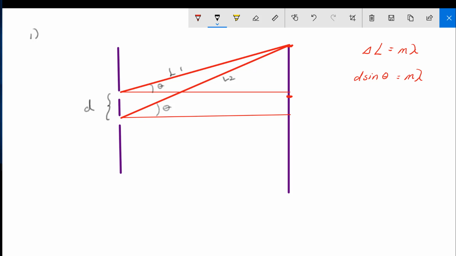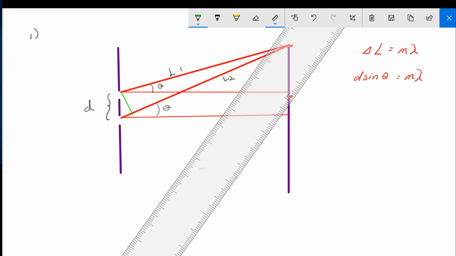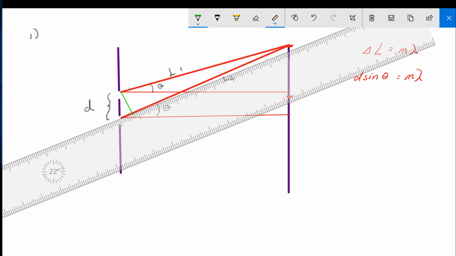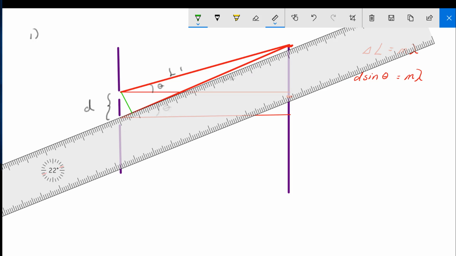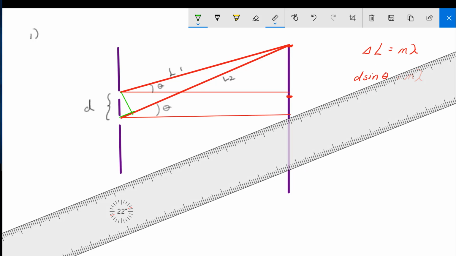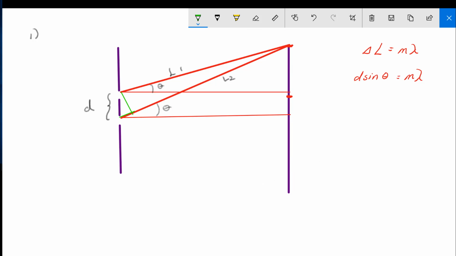The distance between the two slits is d. Now I'm making this very, very small triangle at the base. I'm drawing a line perpendicular from L1 down to L2. And then I'm drawing the line of L2, and that's actually the distance that L2 is longer than L1. So this distance is the difference between the path lengths, L1 and L2, which is equal to m lambda.